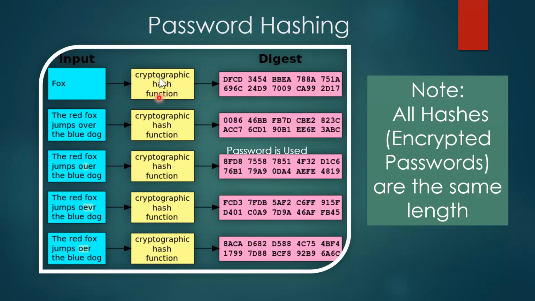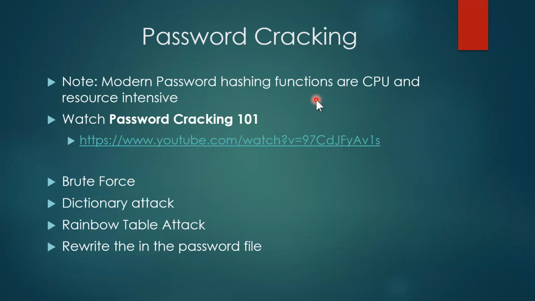When you run this algorithm to take the clear text and turn it into the hash, there is no way to reverse that process to get back to the original clear text. You have to try every possible clear text password. You have to encrypt it with the hash function and see if you get the same digest, see if you get the same hash. That's how you know you found the password. So how do we crack passwords?